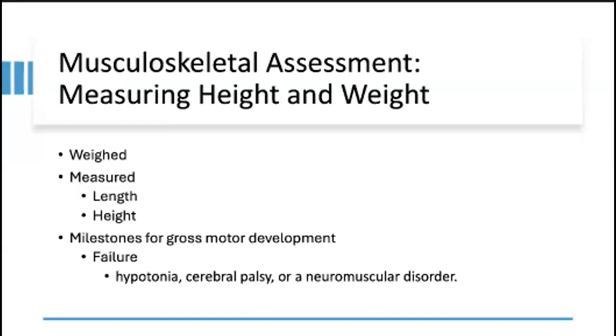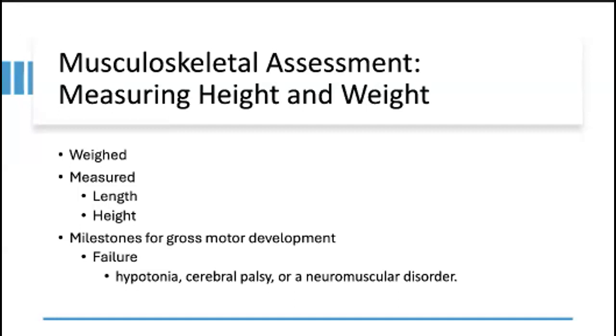Growth and motor development assessment. So we want to look at the height and the weight. We want to weigh and measure length or height at every visit, plot measurements accurately and consistently on our growth charts, and identify deviations from expected growth patterns early.